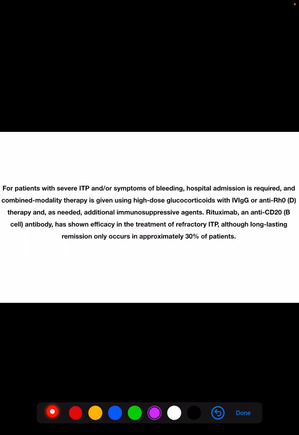For patients with severe ITP and or symptoms of bleeding, hospital admission is required. Patients who are not having any symptoms of bleeding, as outpatients we can give steroids or immunoglobulins. But patients with severe ITP and or symptoms of bleeding require hospital admission, and combined modality therapy is given.